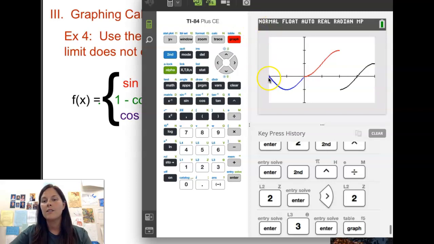So this blue one is our sine function. Of course, sine continues forever, but we told it to stop at 0. This middle piece is that 1 minus cosine, which also would go forever, but we told it to start at 0 and stop at pi. And then this black one is our cosine function. We told it to start at pi, and then it's continuing forever.